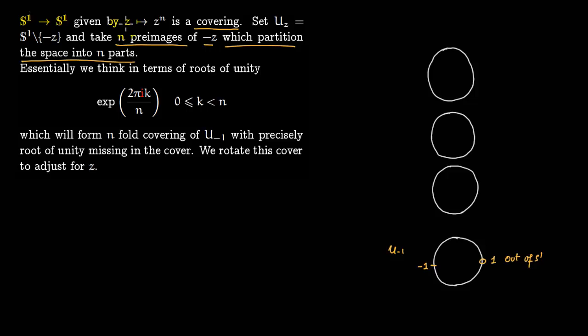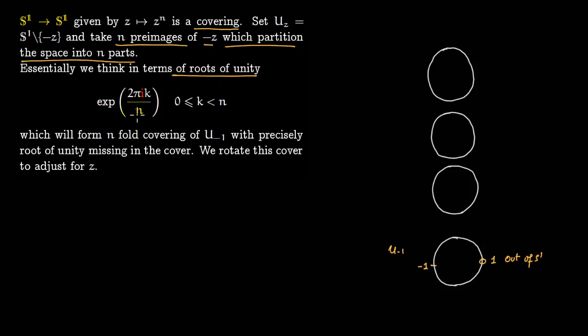So for every Z lying in S1, you can just rotate this cover by an appropriate angle to get the corresponding pre-image for whatever Z or minus Z you have. So essentially everything boils down to roots of unity. So we think in terms of roots of unity.